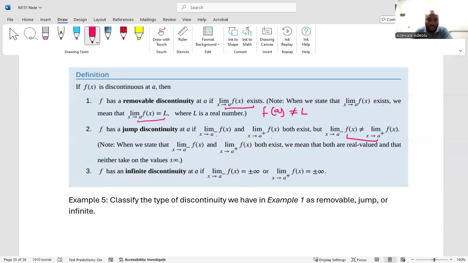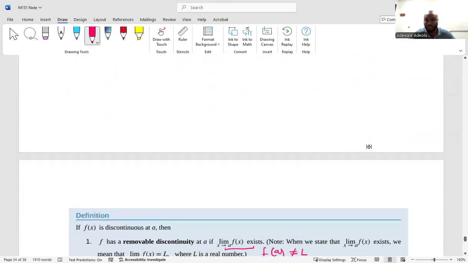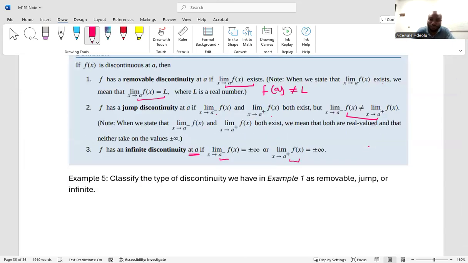Then we say f has an infinite discontinuity at A if the limit from the left or the limit from the right is positive or negative infinity, just like we have it here. You are looking at the limit from the left, it is either tending to positive infinity or negative infinity, or you look at it from the right and it is either tending to positive or negative infinity, then we say we have infinite discontinuity. And you only need one of them to happen.